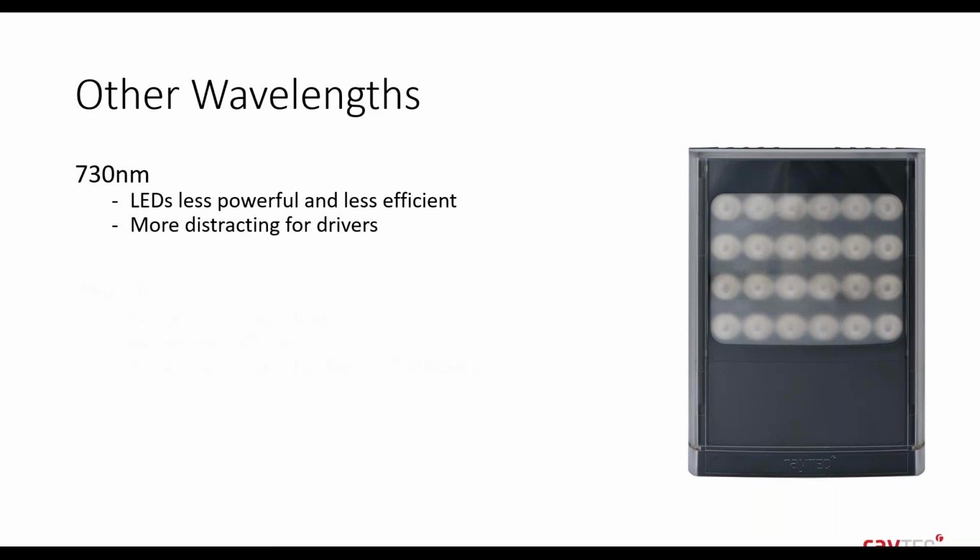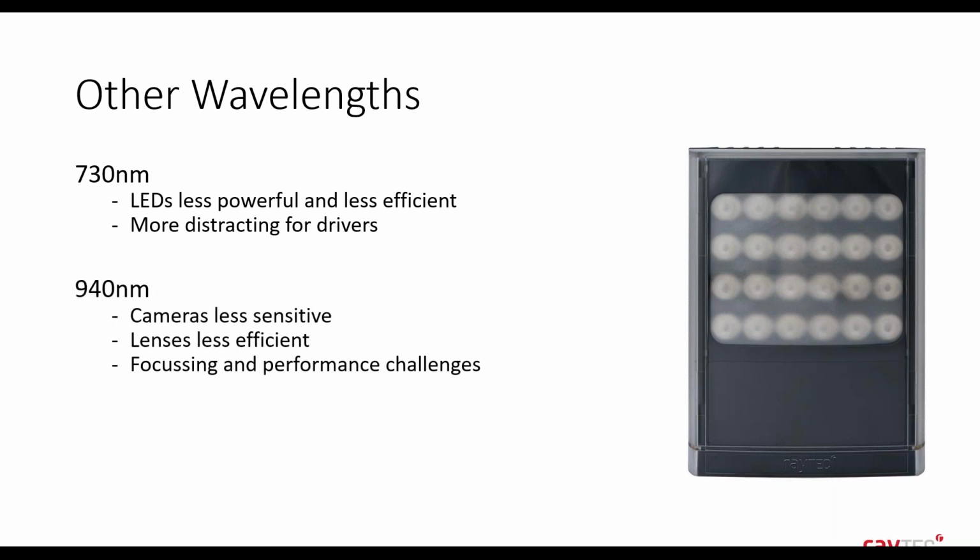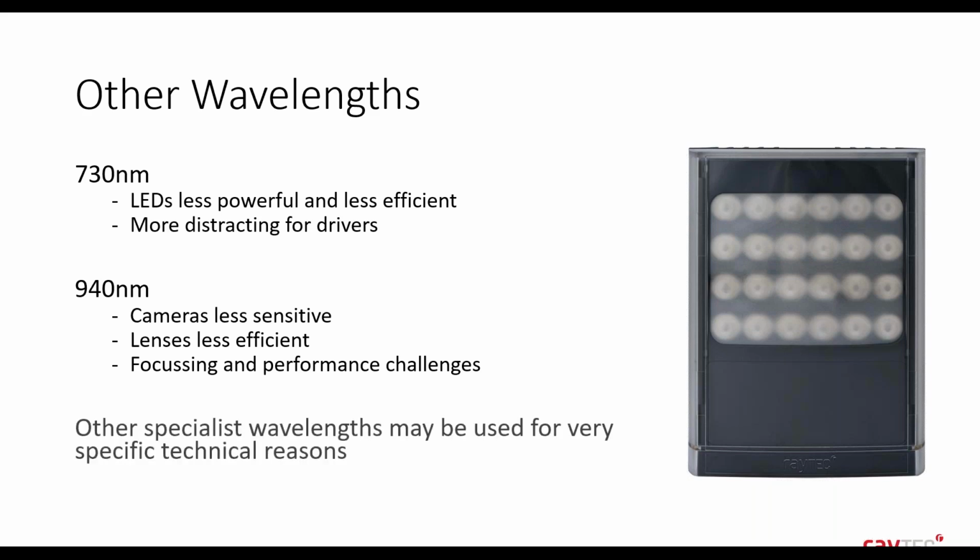940 nanometers, so cameras are less sensitive to this wavelength, lenses are less efficient, and there may be focusing and performance challenges. So in short, only consider the use of 940 nanometer infrared if covert operation is essential. Other than that, there are very few upsides for using it. But generally speaking, other specialist wavelengths may be used for very specific technical reasons or for certain territories. But the availability of suitable LEDs which are powerful enough in different IR wavelengths is certainly a challenge.